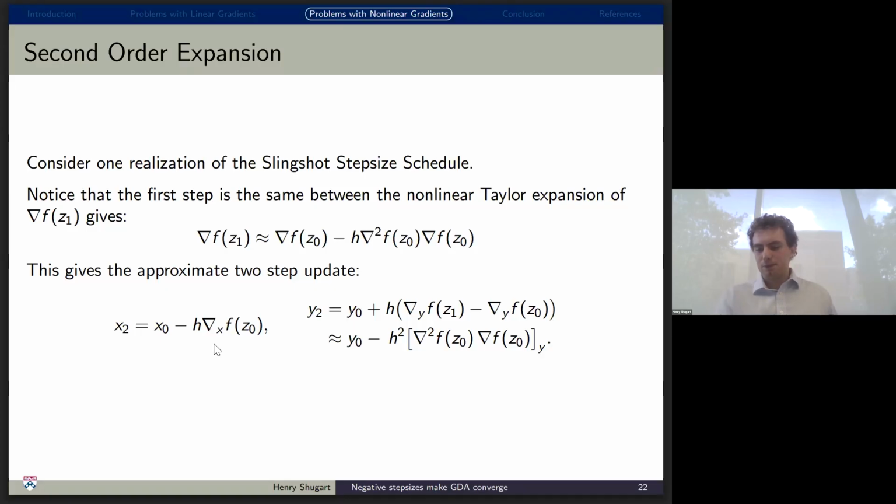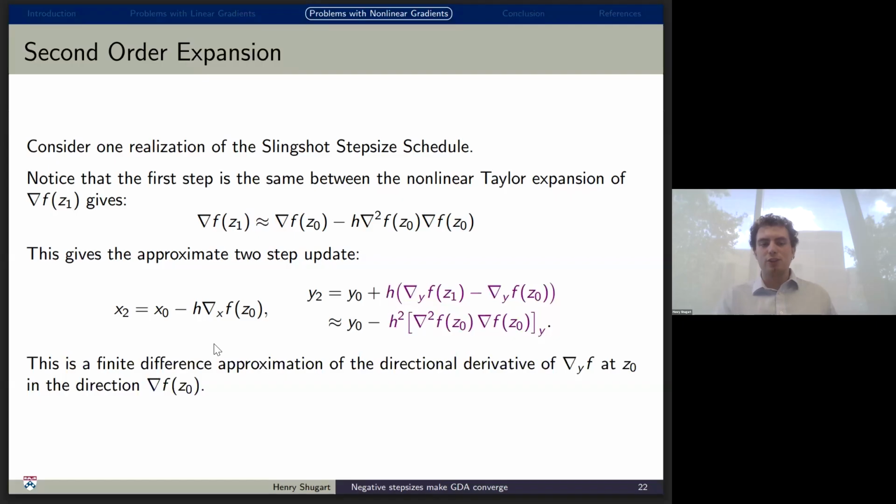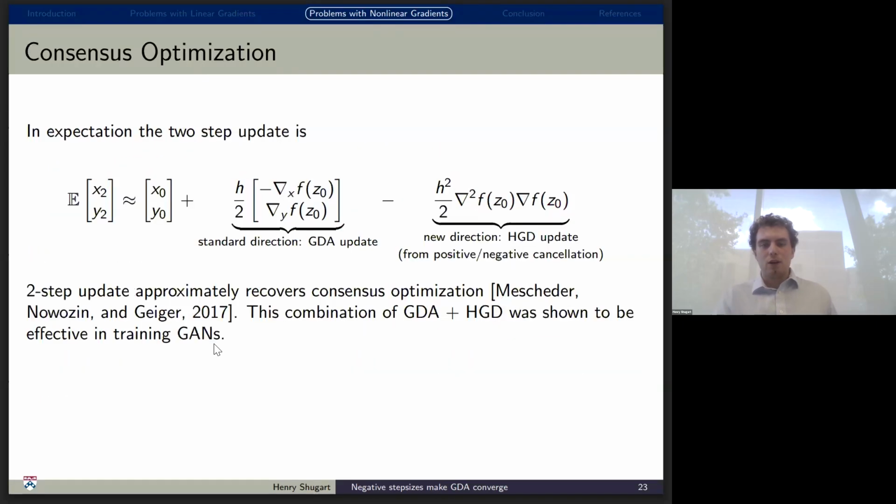And so, averaging across the two coin flips, we see that the expected update direction is going to have two terms, not just the HGD term, but also an additional GDA term. So a standard GDA step, a symmetric, equal magnitude step, as well as this HGD term.